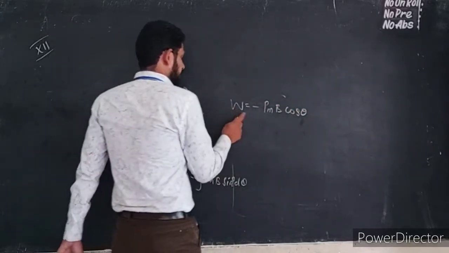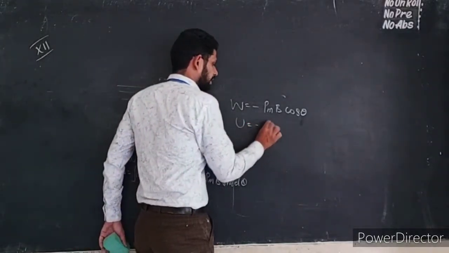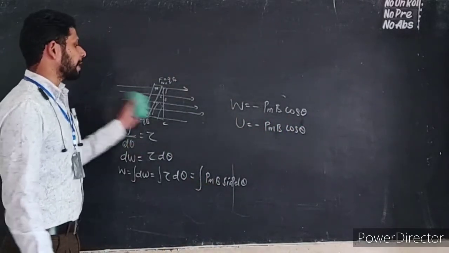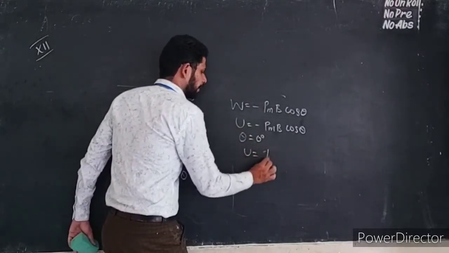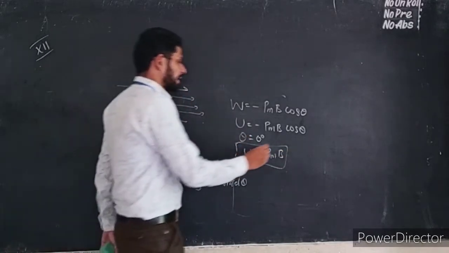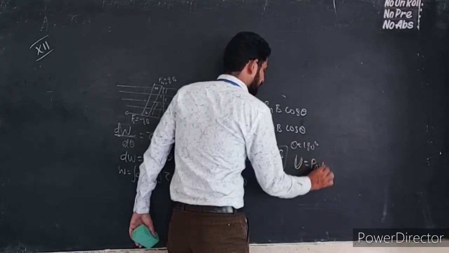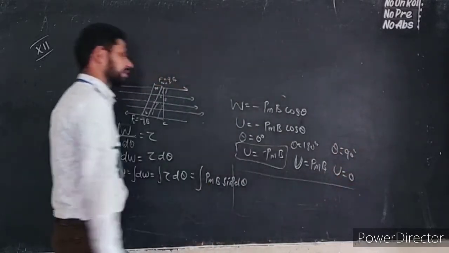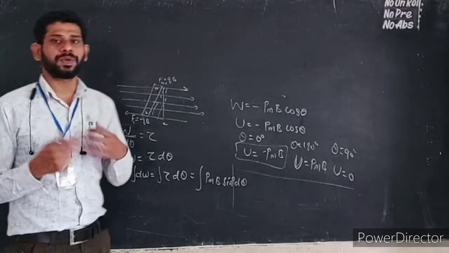Now this work done is stored as the potential energy of the bar magnet. U will become minus PMB cos theta. When the bar magnet is parallel to the uniform magnetic field, theta equals 0 degrees, then it will become minimum. When it's anti-parallel to the uniform magnetic field, theta equals 180 degrees, so it will become maximum. When it's perpendicular to the direction of the field, it will become 0. That's it. This is also one of the important 3 mark questions. The next one, last but not least, is very important.